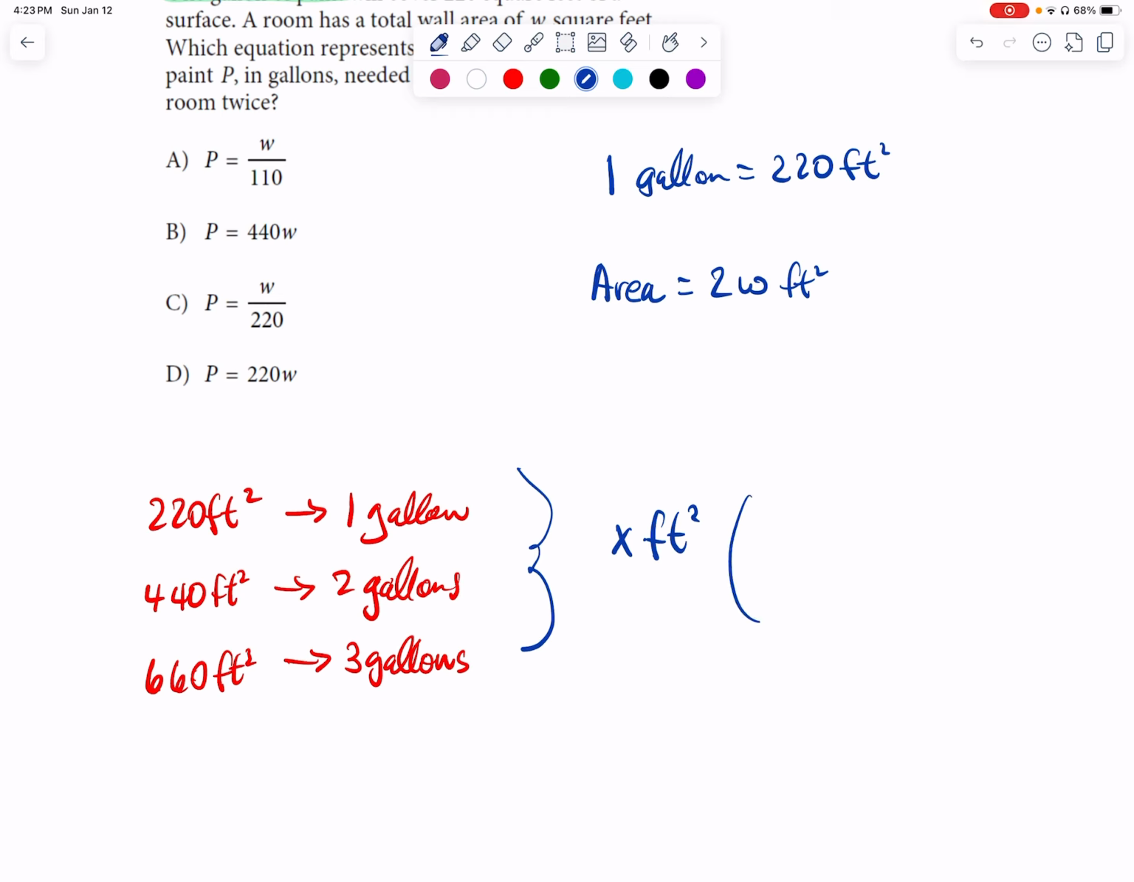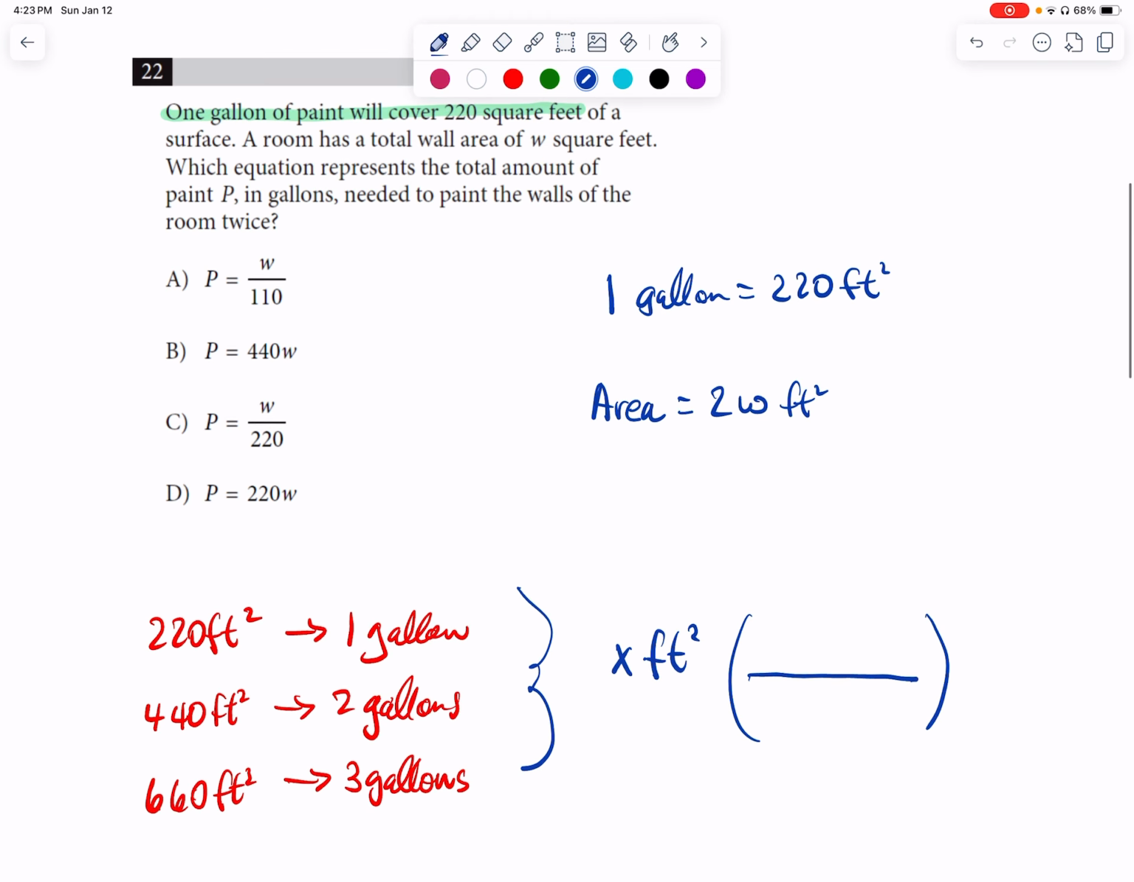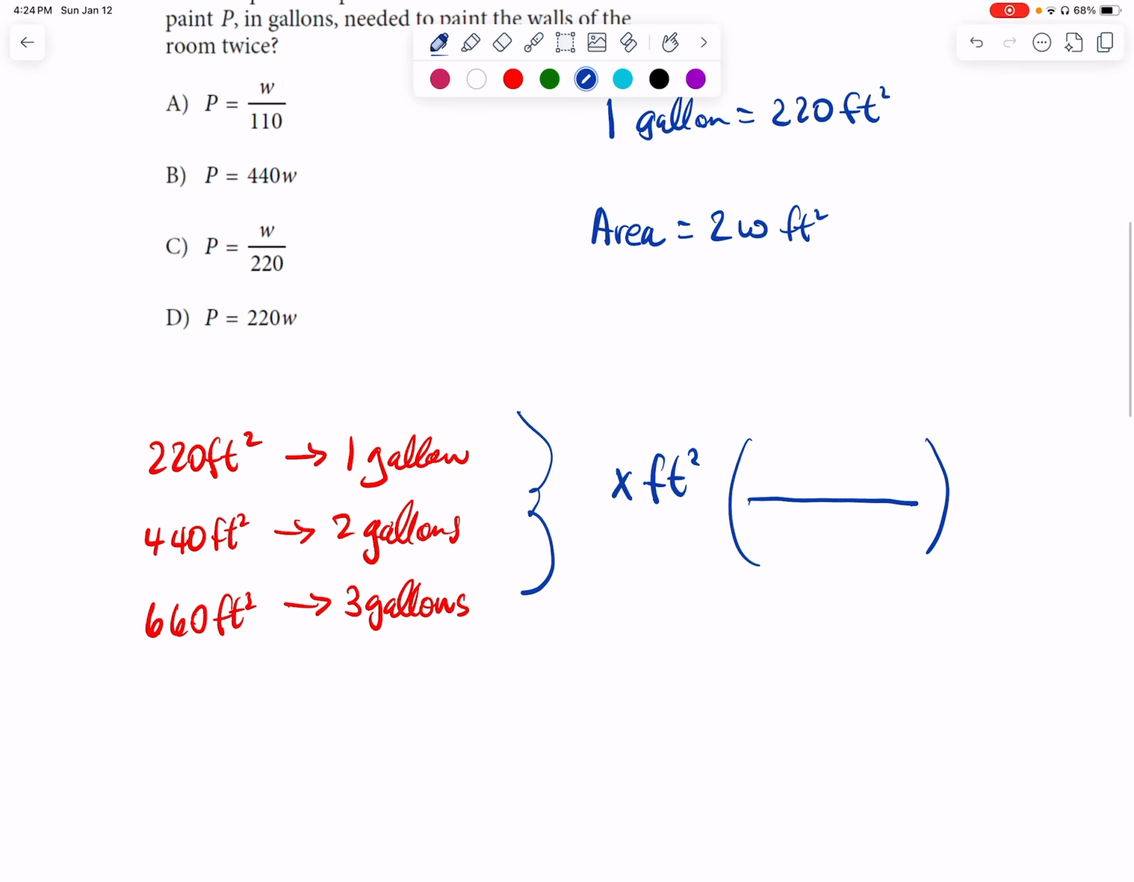And that fancy one is going to be a fraction. And that fraction, instead of writing it like this as an equation, we're just going to put one of them over the other one. It could be 1 gallon over 220 square feet, or it could be the other way around. So let me just show you what I'm talking about.